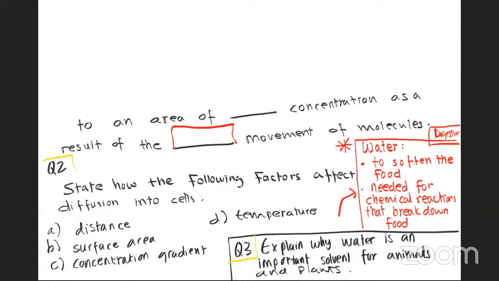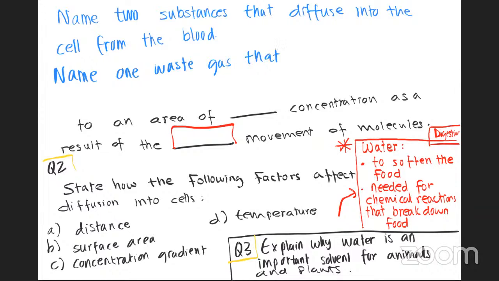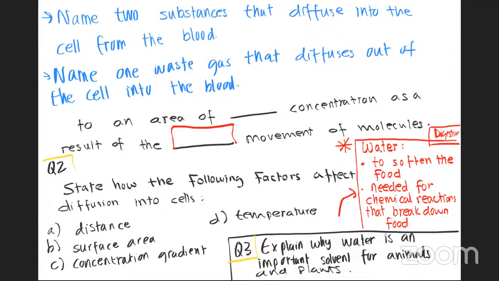Okay, so this into the cell, on the name on ways that diffuses out of the cell into the. Okay, then you will answer two questions. You can write the answers in the screen chat if you like. All right, together.